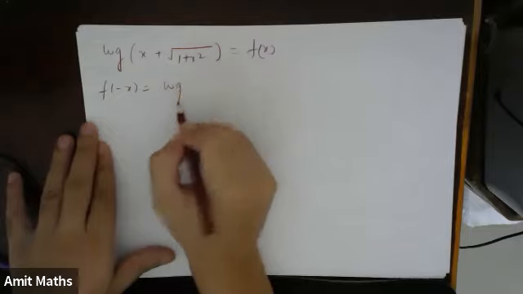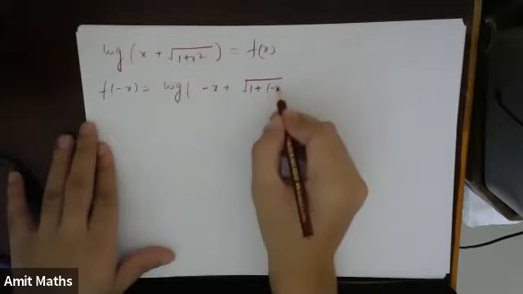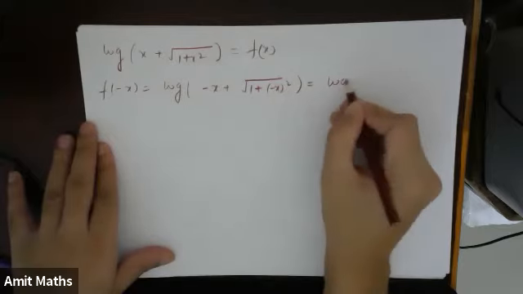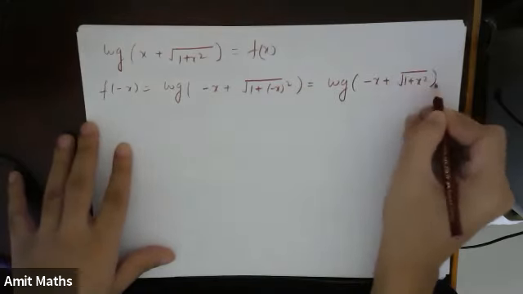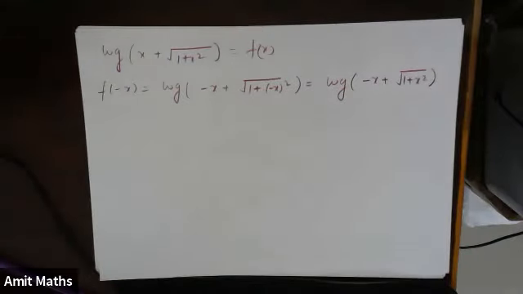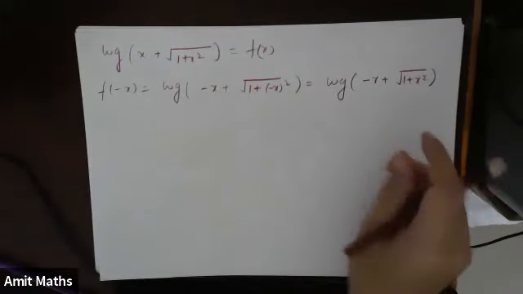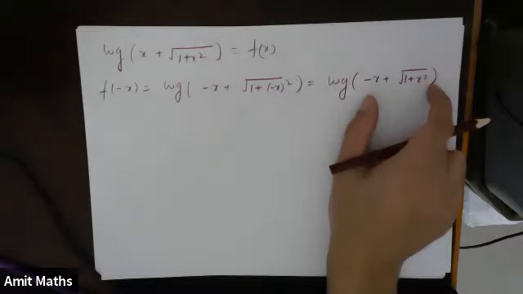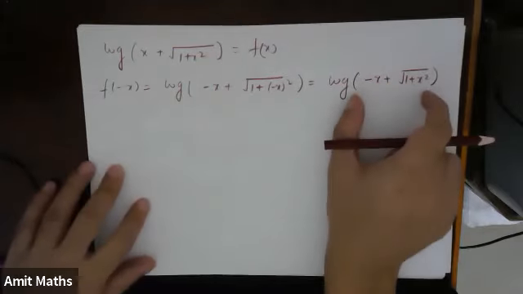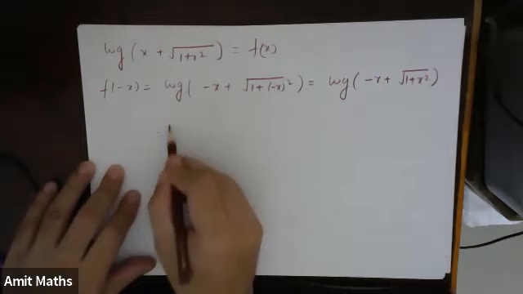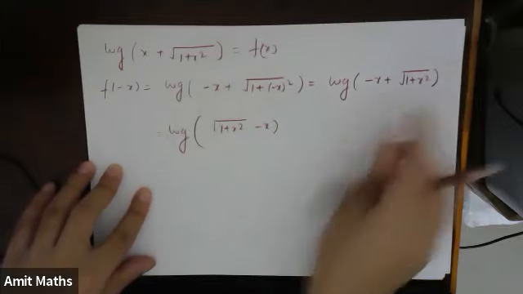So this will be log of minus x plus root of 1 plus (minus x) whole square. So this is log of minus x plus root of 1 plus x square. Okay, I've got something like this, but I just want to check further what this actually is. So I'll try to rationalize this part which is inside. This is log of root of 1 plus x square minus x.